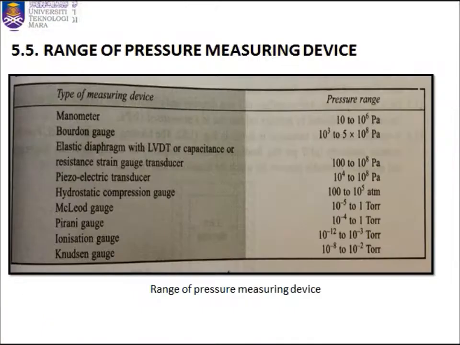Next is the range of pressure measuring devices. From this table we can see the pressure range for each type of measuring device. For example, the manometer is from 10 to 10 to the power of 6 Pascal, from high pressure to vacuum or low pressure. For example, the Knudsen gauge, for very low pressure, is 10 to the power negative 8 to 10 to the power negative 2 torr.